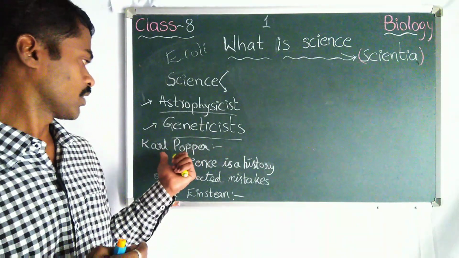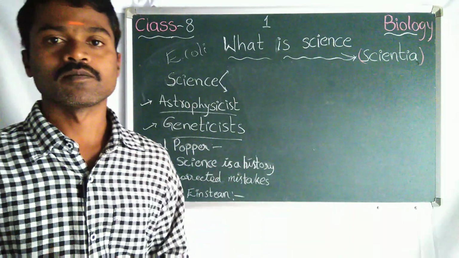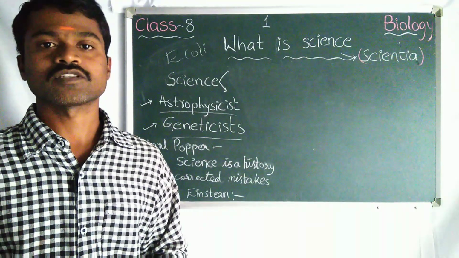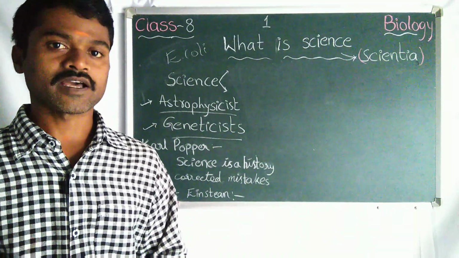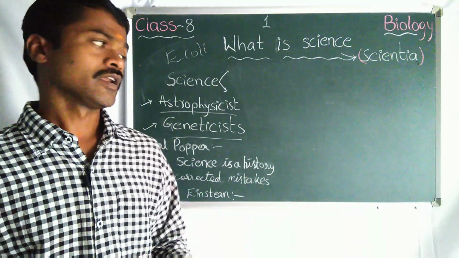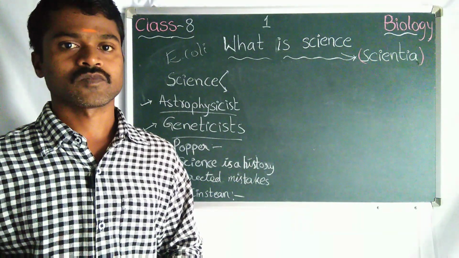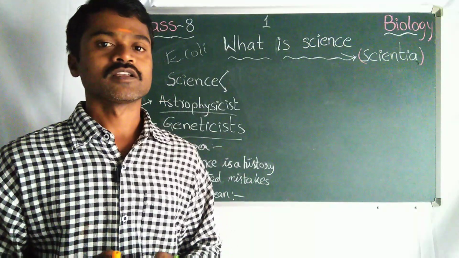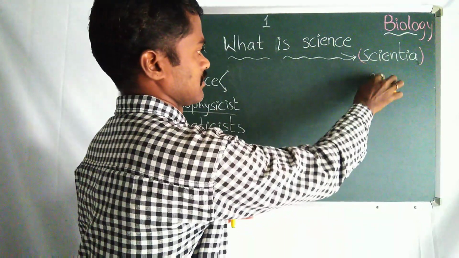Okay, one more person here we have Karl Popper. He said science is a history of corrected mistakes. Okay, correcting the mistakes. Before 2016 we had 9 planets. Afterwards they said Pluto is not a planet. Corrections. Every year we have corrections. Different members have different opinions about science. Okay, what is your opinion? Then I ask this question. You may ask me, sir, what is your opinion? My opinion about science is this.